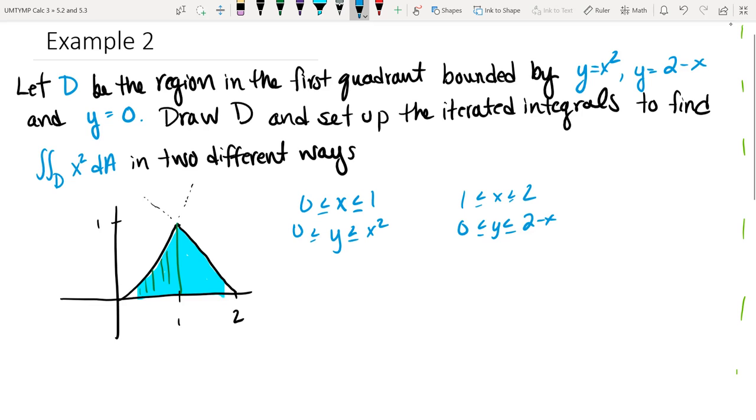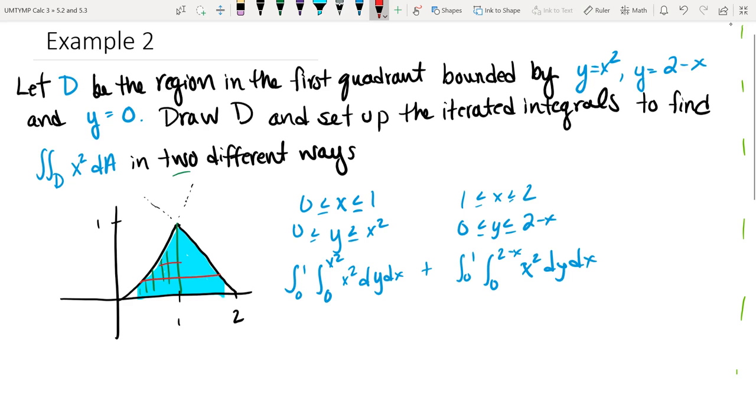Then I can set these integrals up: the integral from 0 to 1, 0 to x squared, of x squared dy dx, plus the integral from 1 to 2, 0 to 2 minus x, of x squared dy dx. That's if I viewed it as a type 1 region. It said two different ways, so we have to do this now as a type 2 region, where I'm doing slices this way.